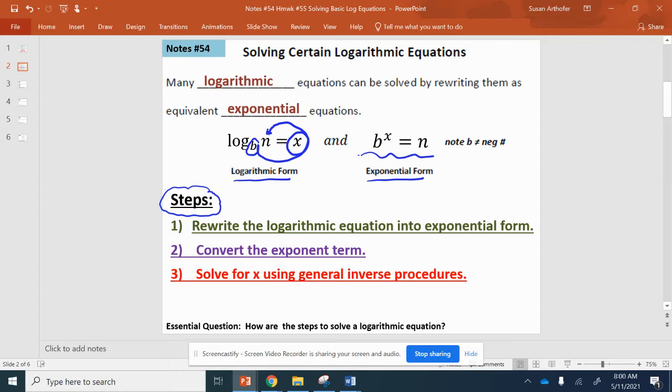So your steps are to rewrite the log. You can just write the word log if you want to above there. You don't have to write out logarithmic. Rewrite the log equation into exponential form. Convert or calculate the exponent. And then just solve for x like we always do in algebra, just inverse procedures, okay? So hit pause here so you can write those steps down. Those need to be on your notes.